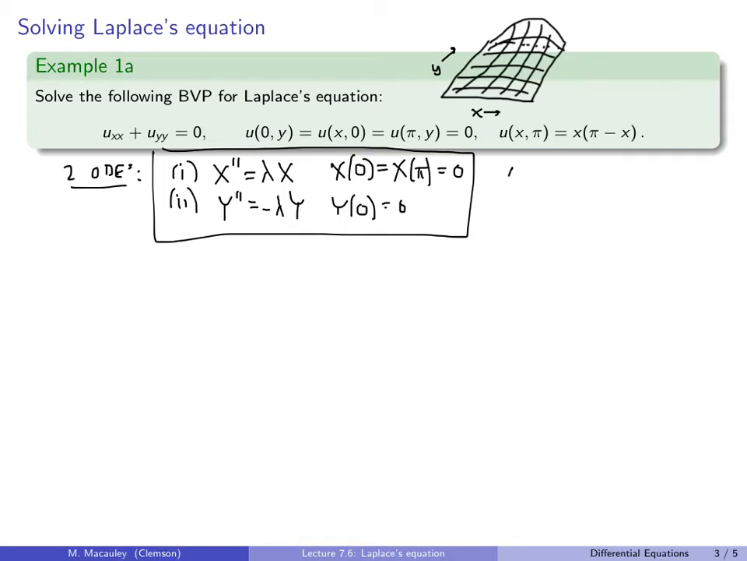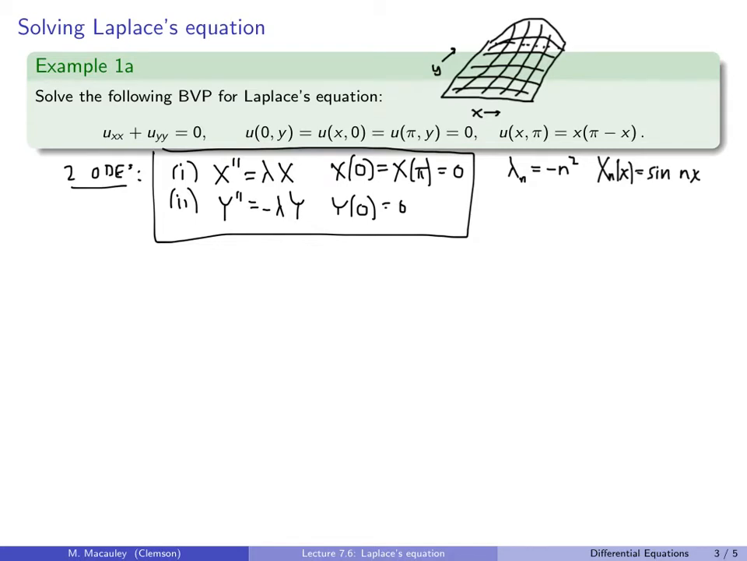We've seen it before. So lambda can be any negative square number. And then x is just sine of nx. So for each n we have a value of lambda, which is negative n squared, and for each n we have a solution, which is sine of nx. And I'm not going to put a constant in front of this because we can do that later. Okay, so let's solve this ODE right now.